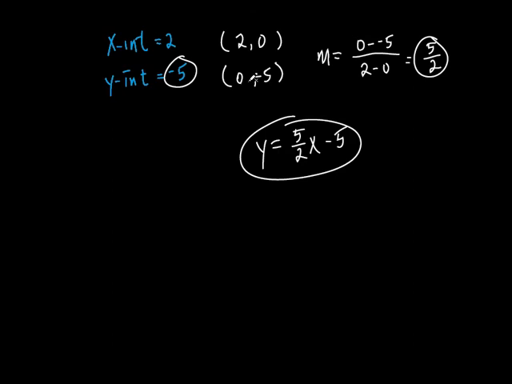Let's do another one that's kind of close to this, but it's not x-intercept and y-intercept. They just give you 2 random points, and they ask you to find the equation of the line between those 2 points. I'll give you a minute to work on that. You're finding the equation in slope-intercept form, so it's going to be y equals mx plus b.